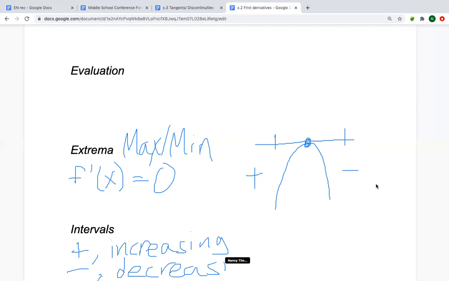And we will get lots and lots of practice with all of this. I know I went pretty fast, but we will do lots of example problems on Delta Math. But that's it for your first derivatives lesson.